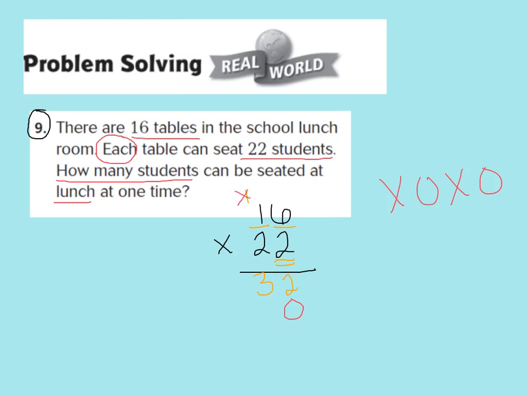Now I'm ready to multiply. 2 times 6 is 12. Regroup. 2 times 1 is 2, plus 1 is 3. Now I can add. 2 plus 0 is 2, 3 plus 2 is 5, and 0 plus 3 is 3. So, how many students can be seated at lunch at one time? 352 students can be seated at lunch at one time. Did you get that answer? Good job.